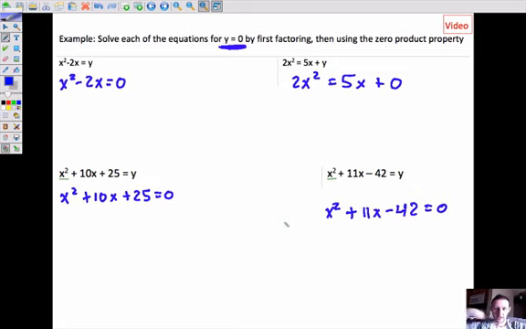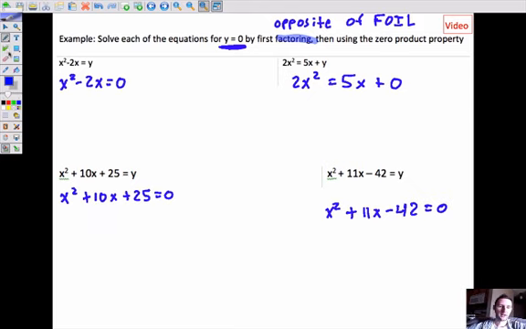So I've got my 0 plugged in for y. And next we are going to factor it. Factoring is just the exact opposite of FOIL. Okay? So FOIL would take things and expand it out of factored form. Factoring is the exact opposite. It's going to take something from general form and put it into factored form.